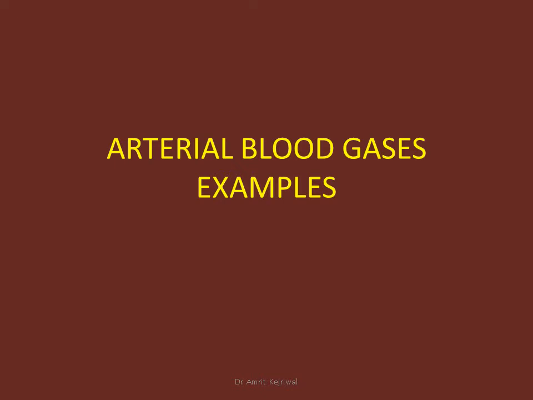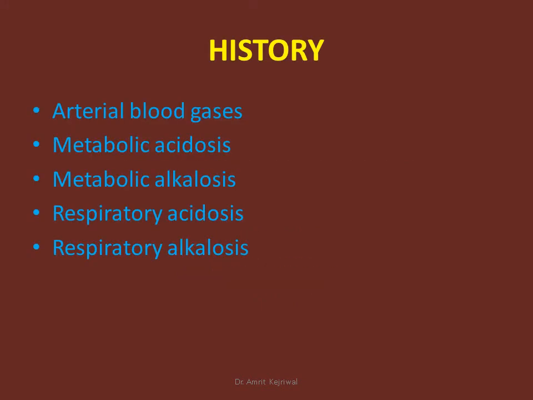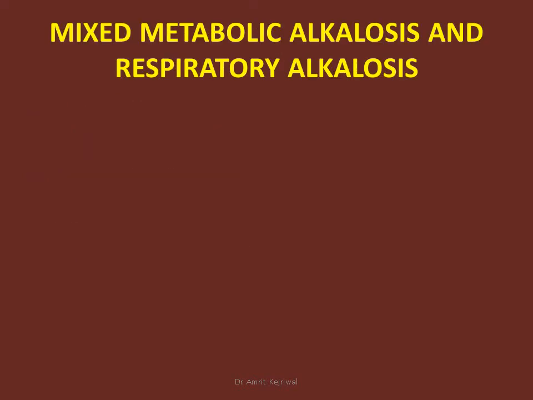Today we learn something about arterial blood gases, examples. In the previous lectures, we've had a discussion on arterial blood gases, metabolic acidosis, metabolic alkalosis, respiratory acidosis, and respiratory alkalosis, and the interpretation has already been discussed. In this lecture we'll just have examples.